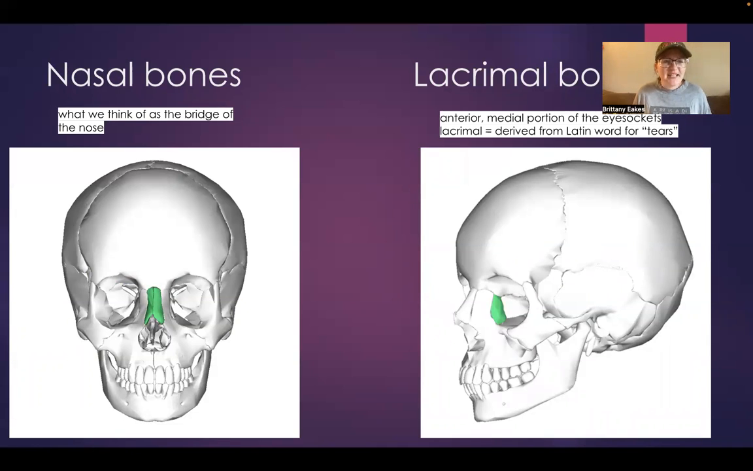So let's start with the nasal bones. This is what we think of as the bridge of the nose. If you wear glasses, this is where the glasses will rest, at the top of the bridge of the nose. The paired nasal bones are small, flattened, rectangular shaped bones that form the bridge of the nose. These small bones protect the upper entry to the nasal cavity and provide attachment for a couple of thin muscles of facial expression.